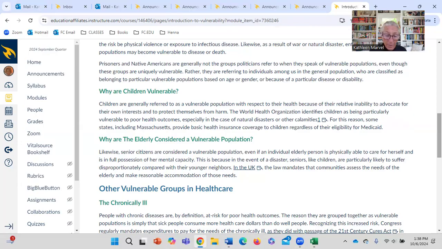So our nursing interventions with the vulnerable populations, and we'll talk about this in more detail in class, should include strategies to increase resources, reduce health risks, and try to reduce health disparities. We'll get more in depth about vulnerable populations in class, but that is the overview for week 1.